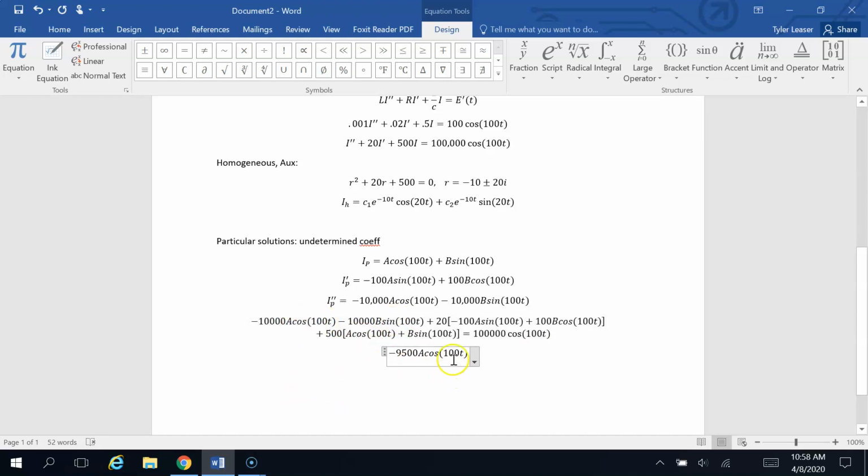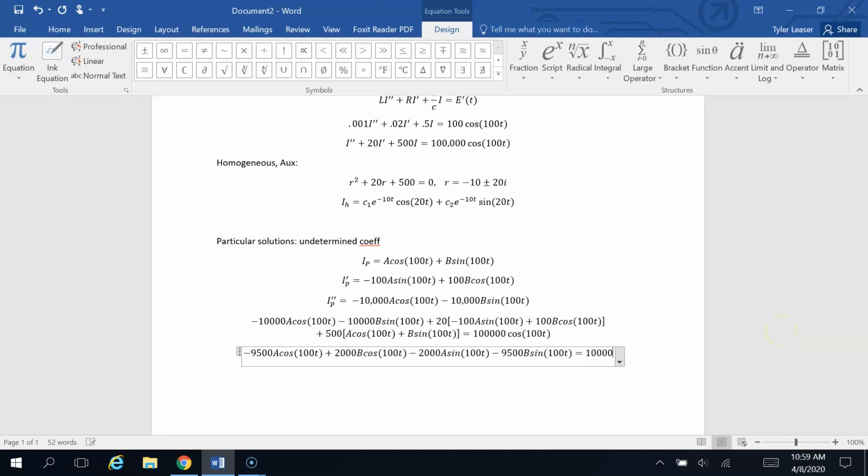I have, let's find the b cosines. I think I just have the one over here. So it's going to be that 100 times 20 plus 2,000 b cosine 100t. Okay, so those are the cosines done. We're going to have the sines. The a sines, looks like I only have the one here, so negative 2,000 a sine 100t. And then the b sine 100t's, I have this one, the negative 10,000, and then I have the plus 500 again. So negative 9,500 b sine 100t.